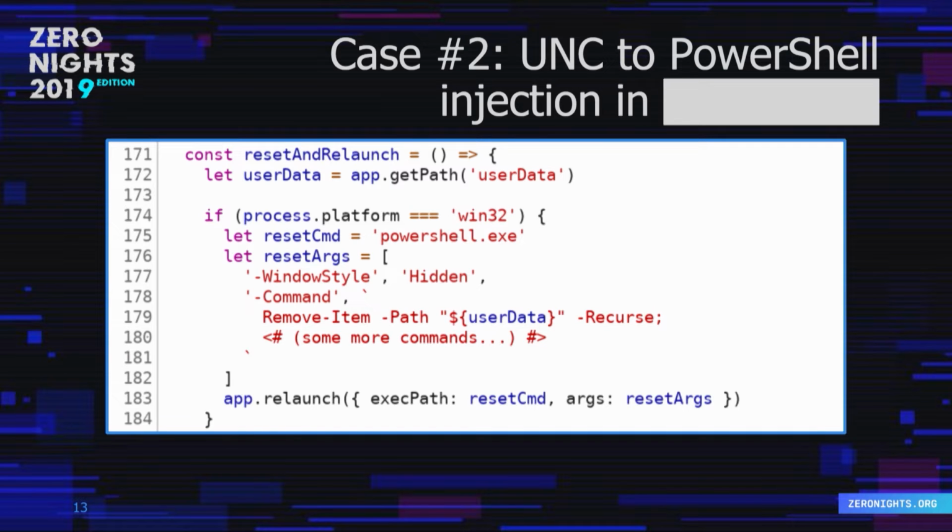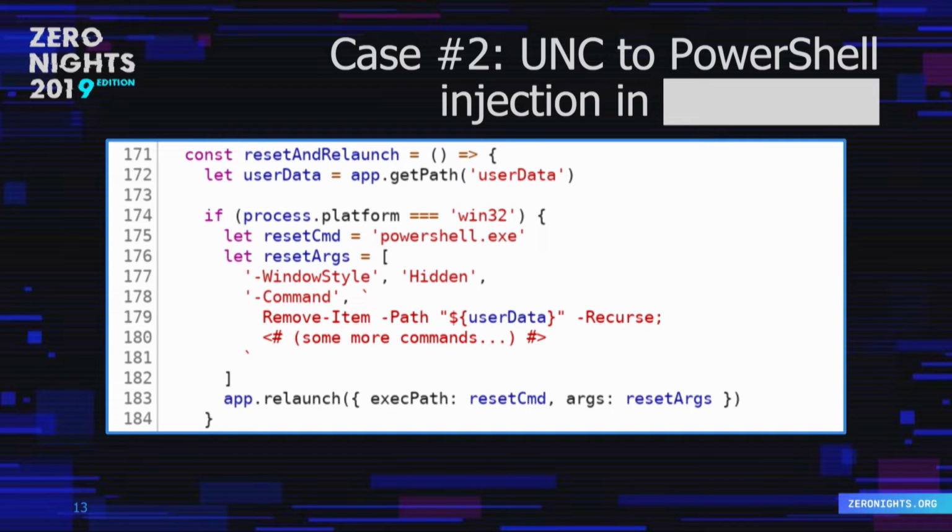Here's, again, a screenshot of the source code. This is from the debugger. I've had to alter it a little bit so that I wouldn't reveal the name of the application. But it's pretty easy to spot where the actual injection here happens. The code is calling PowerShell directly and then passing the user data directory into a PowerShell command as is without any validation.